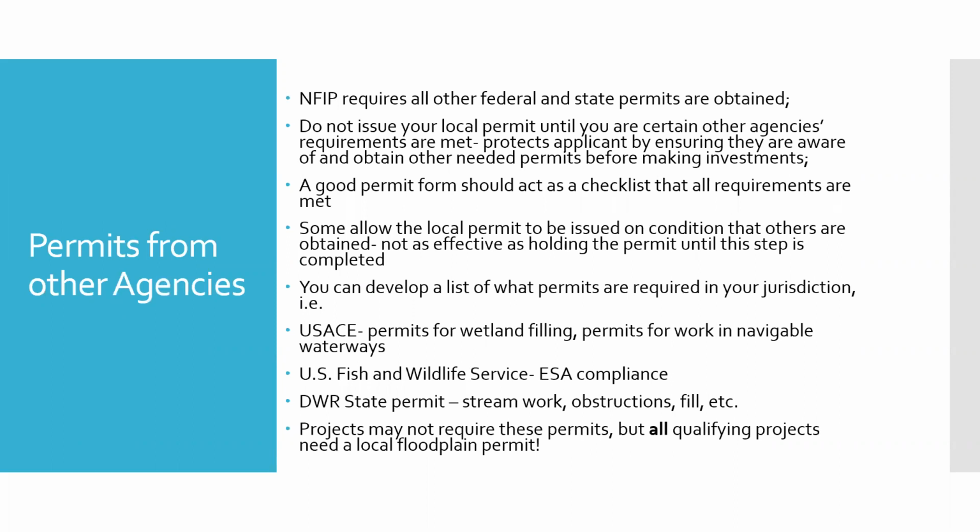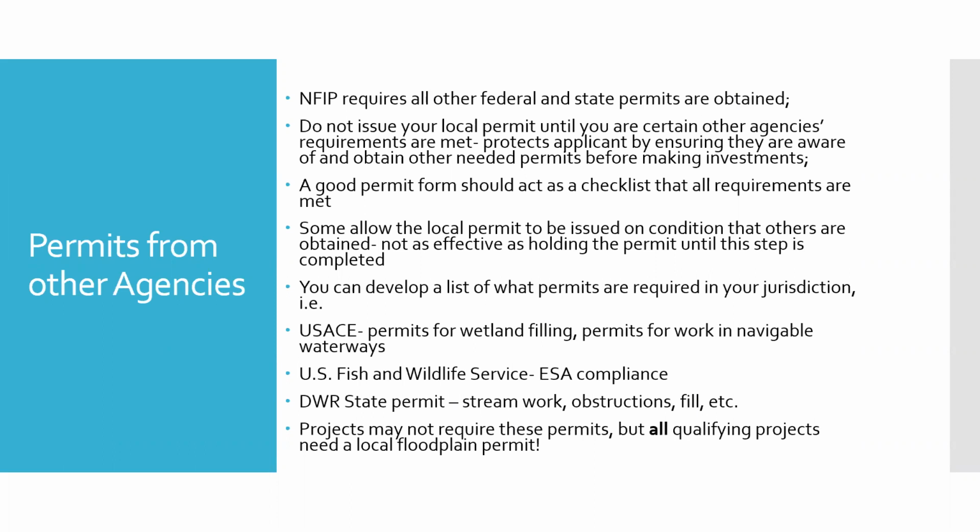So the NFIP and our ordinances require that we verify that all other federal and state permits are obtained. This can be really confusing for people because they just don't know what agencies might be involved with what kind of projects. So we don't want to issue our local permit until we have verified this and make sure that the applicant is aware of obtaining these other permits before they start making investments. So making sure that they're aware that they might have to apply for these permits and get these separate approvals before they start spending money on new development.